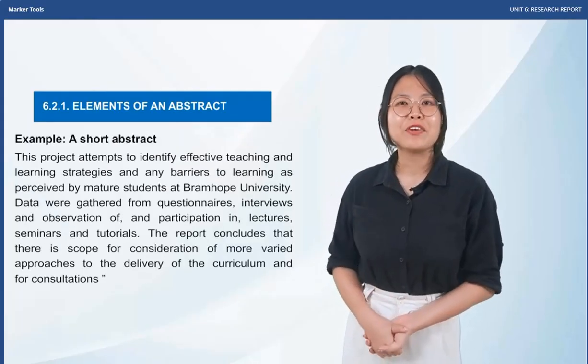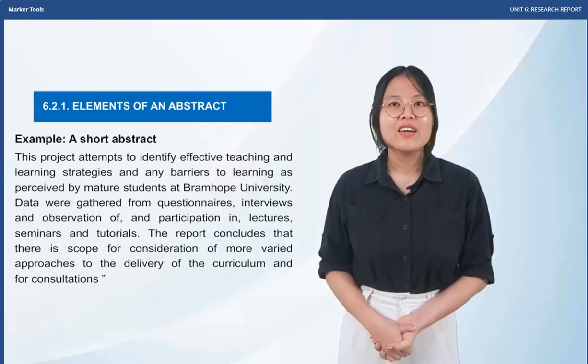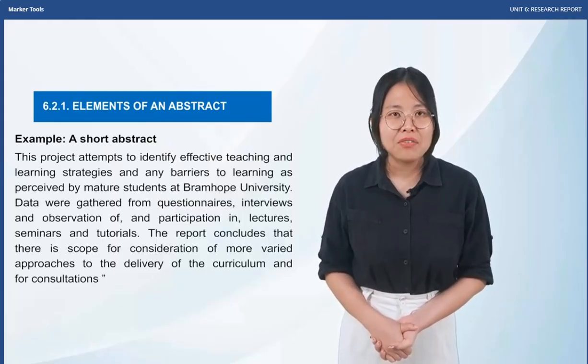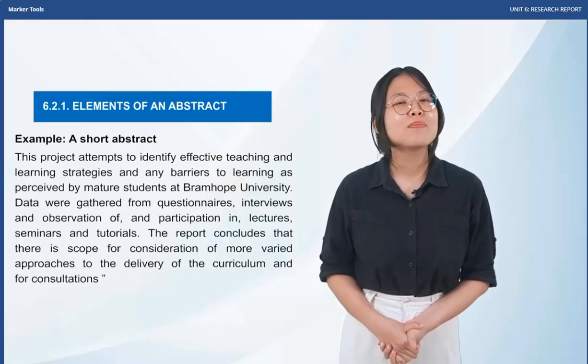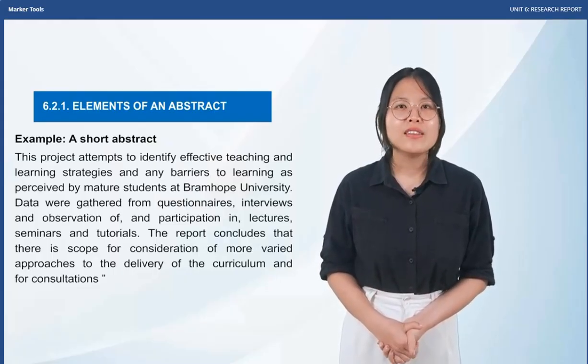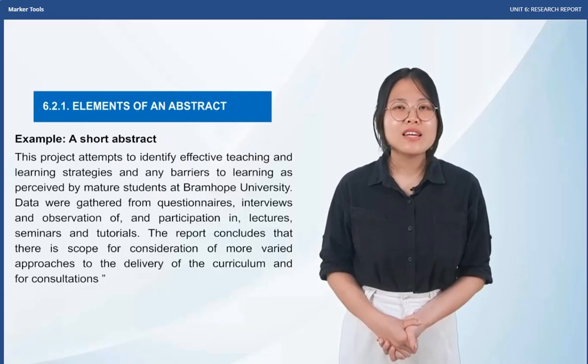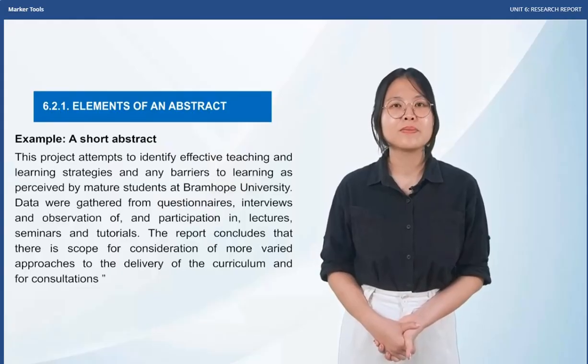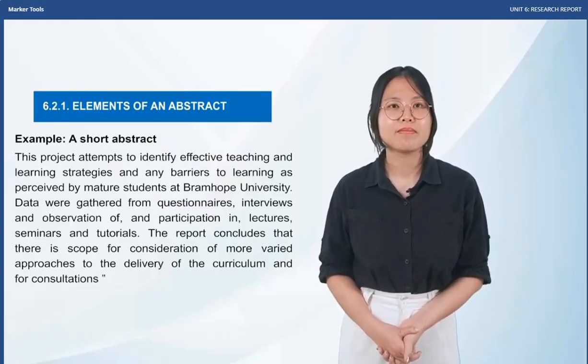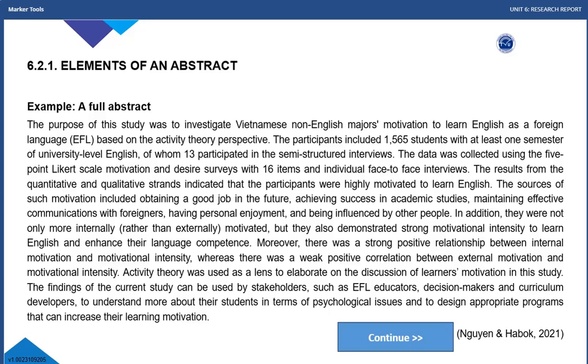Now let's see a very short and brief abstract. This abstract consists of, first, the aim of the project by saying this project attempts to, and then they tell about the data collection tool and also report the result. However, sometimes you can see what is called a full abstract. A full abstract consists of a lot of elements that we will show you later on.